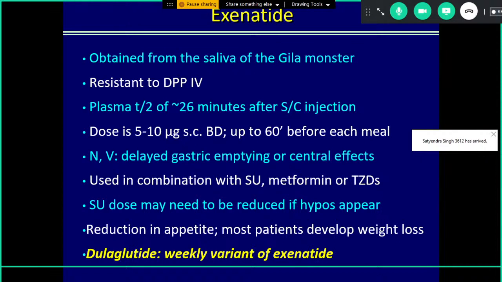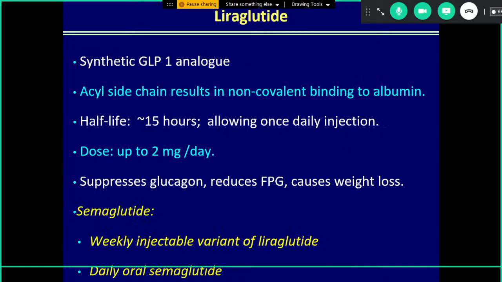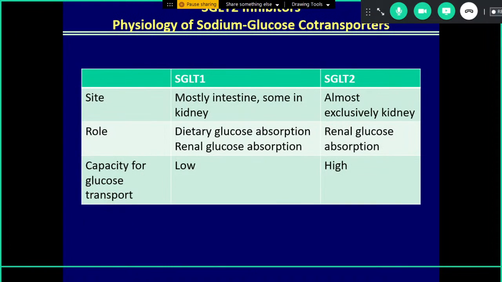So these are all GLP-1 receptor agonists with different durations of action. The biggest problem with this is that it causes a lot of nausea in people. And therefore, very often you start with a small dose and then do a gradual increment after that.